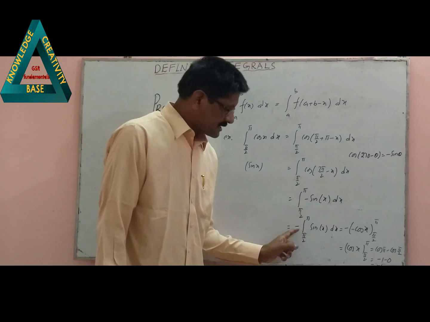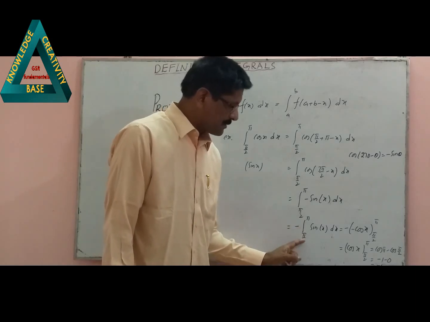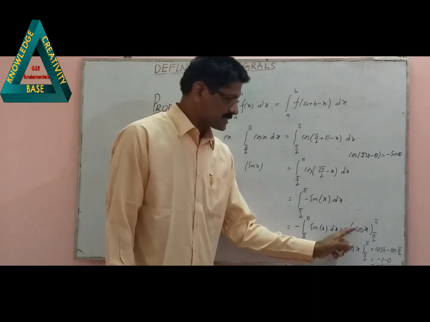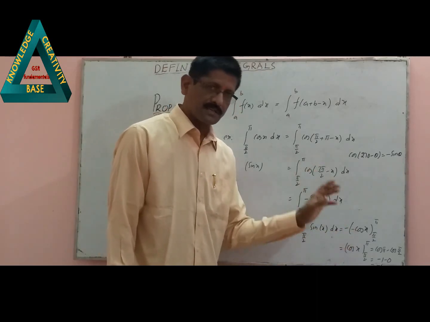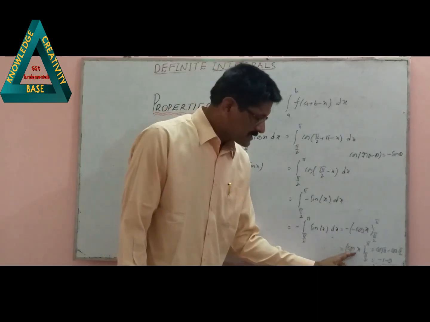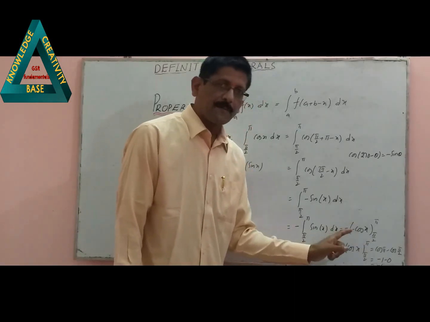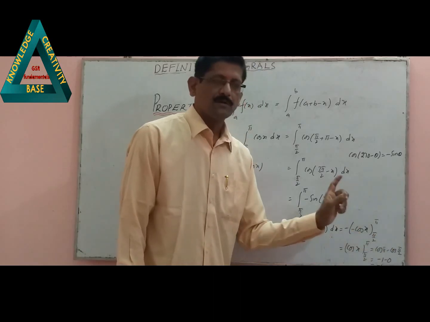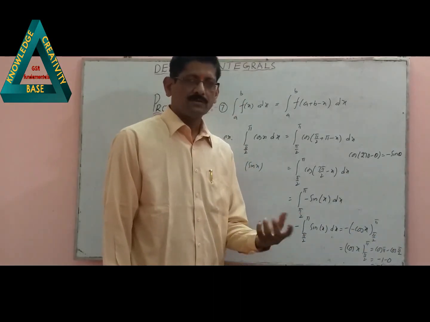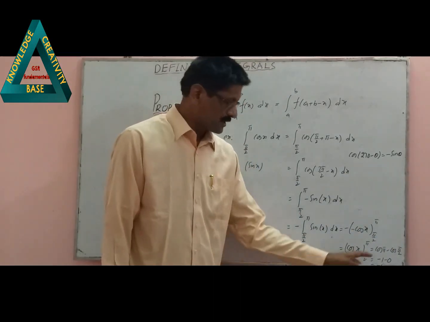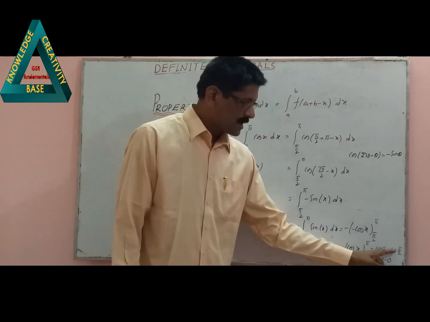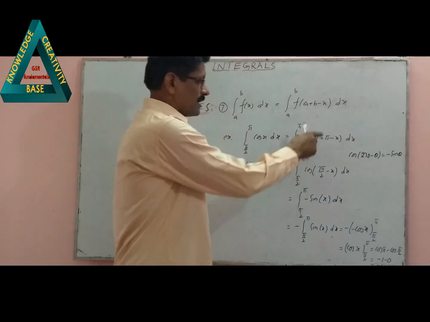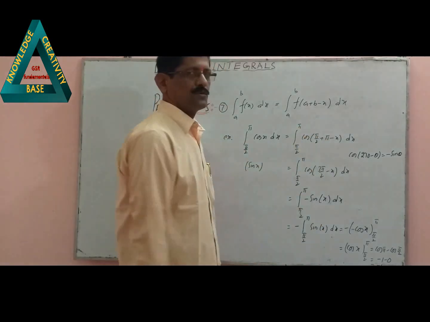Minus right in front of the integration. Integral pi by 2 to pi sin x dx. Integral sin x dx is minus cos x. Minus into minus is plus. That means cos x with limits pi by 2 to pi. First write the upper limit, that means cos pi minus cos pi by 2. Using the calculator, cos pi is equal to minus 1. Cos pi by 2 is 0. Minus 1 minus 0 is minus 1. In RHS this value is equal to minus 1.